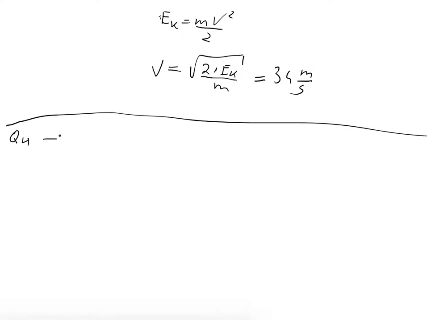Body at point A, 50 meters above the ground. So our height here is 50. This is point A, and we have that body, and it's at rest. So it will have some potential energy, and also its kinetic energy will be equal to 0.